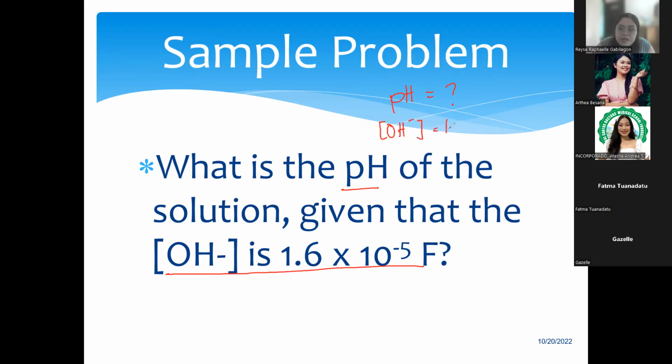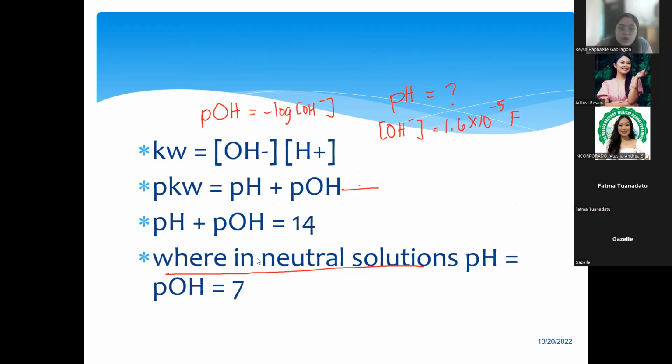Again, the given is OH and that is 1.6 times 10 raised to the power of -5 formal. So as you can see, hindi ka pwedeng dumiretso kasi pH is the negative logarithm of the hydrogen ion concentration. Ang given, hindi hydrogen, OH siya. Di ba pag OH ang given, ang makukuha natin ay pOH. So this is negative logarithm of the OH concentration. Yan yung makukuha natin. Pero ang hinahanap ay pH. Kaya kailangan natin itong formula na ito, pH plus pOH.